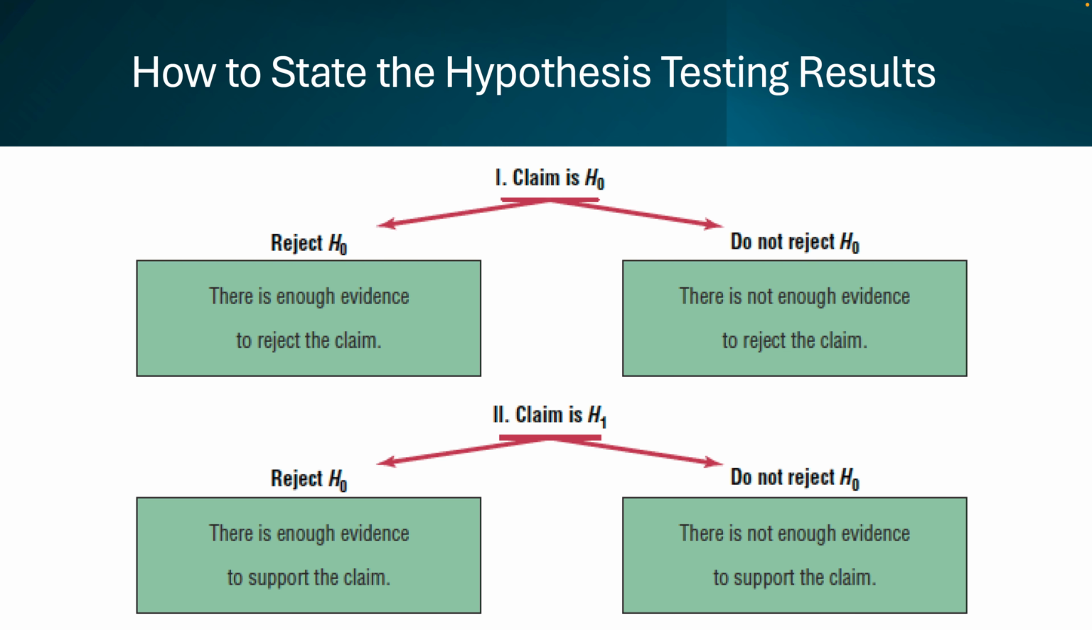We cannot equivalently say that not having enough evidence to reject the claim means accepting the claim, because we can never make a statement about the reality. All that we are saying is, do we have evidence or we don't have evidence. If the claim is H1, the alternative hypothesis, and if there is enough evidence to support the claim, it means there is a difference in the parameter from the specific value, and we reject H0. Or if there is not enough evidence to support the claim, then we do not reject the H0. We cannot say that we are accepting H1.